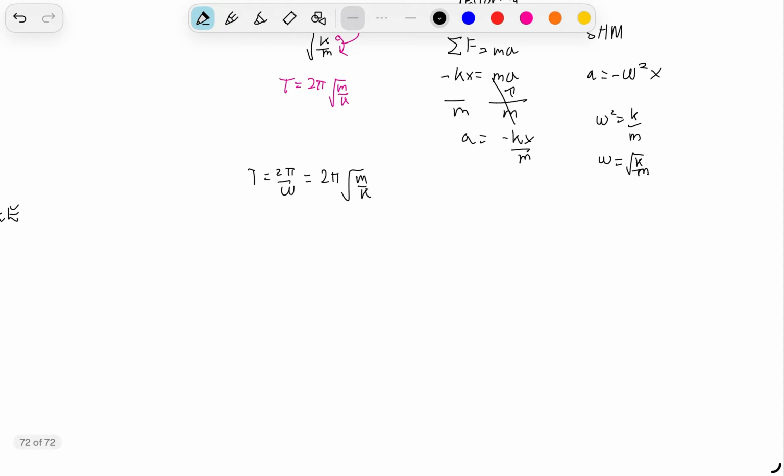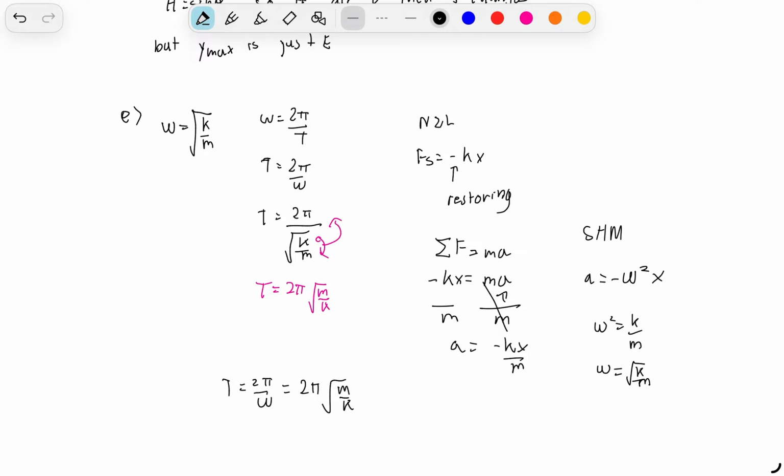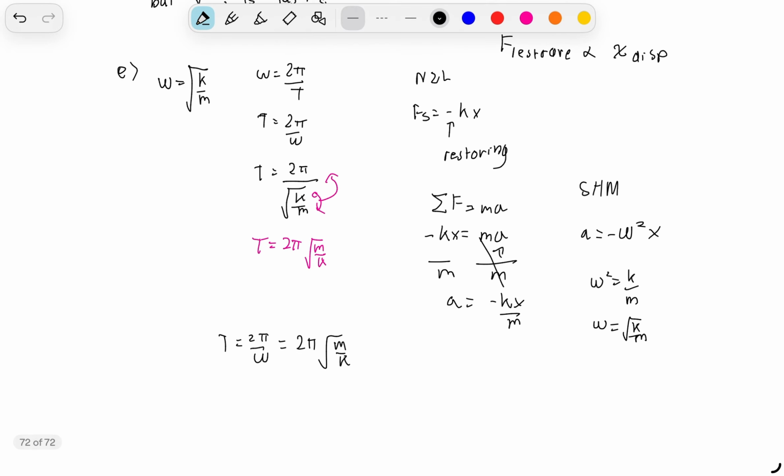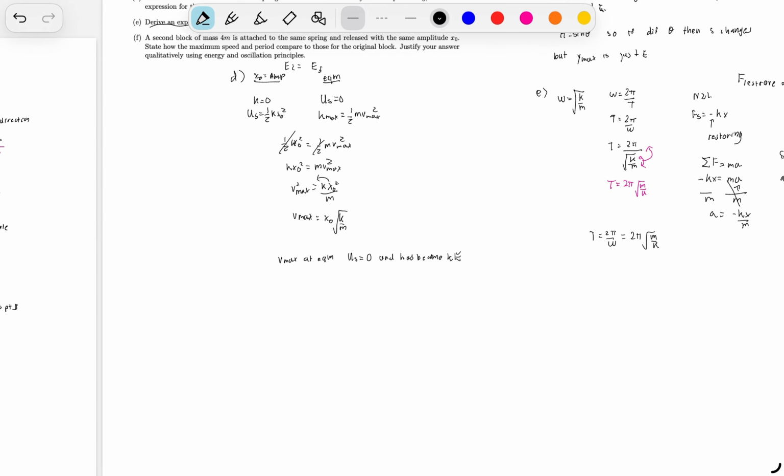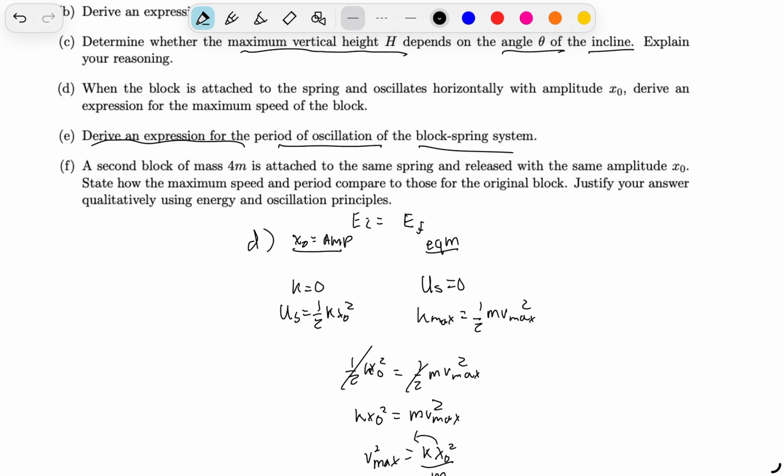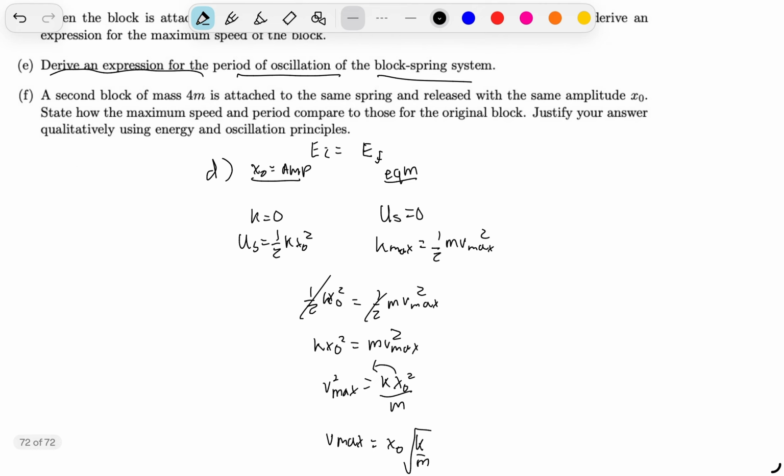So then we can see that our restoring force here is going to be proportional to our displacement. So F restoring is proportional to our x displacement. And that's why we get our simple harmonic motion. So now we are asked, a second block of mass 4m is attached to the same spring and released with the same amplitude x naught. State how the maximum speed and the period compare to those for the original block. Justify your answer qualitatively using energy and oscillation principles.